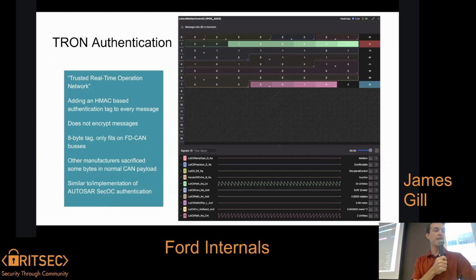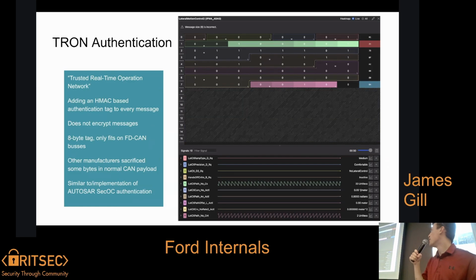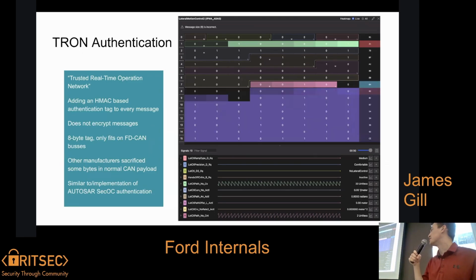Here I was going to do a basic thing about looking at Tron authentication, right? So this is just a message in a CAN bus decoder. I think this is lane keep assist messages. Yeah, lateral motion control. But you can see it's 8 bytes long, and then all those bytes, that's the message authentication tag, right? Ford did not want to sacrifice and cut into that message. They kept the messages exactly the same. They just added on these 8 bytes here. Other manufacturers did other things, and they made shorter message authentication tags and cut into their payload. But Ford didn't want to do that, I guess.